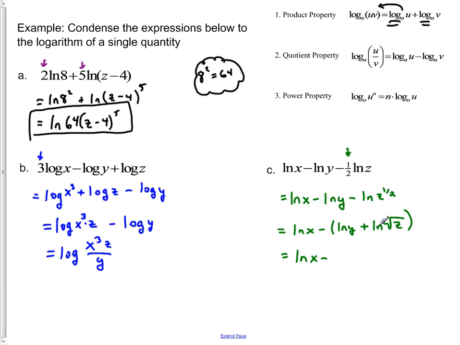Well, this has got to be a single logarithm. So by my product rule, this is the same thing as saying the natural logarithm of y times the square root of z. And then by our division rule, our quotient property, we can rewrite this one more time as the natural logarithm of x divided by y times the square root of z. And there you go. This is as simplified a logarithm of a single quantity as you're going to get from this expression. And we're done.